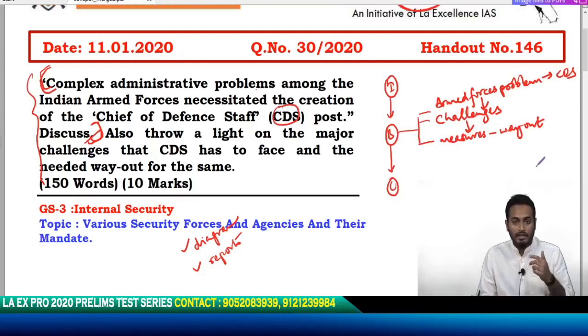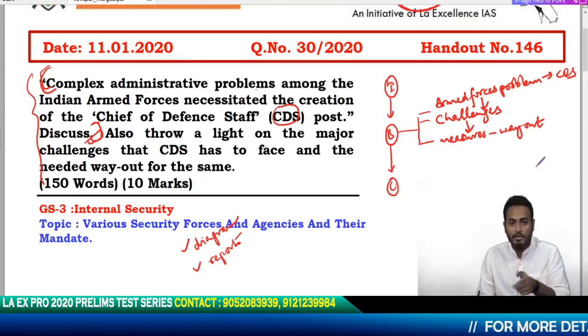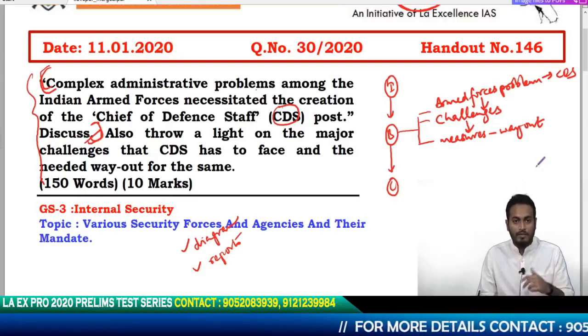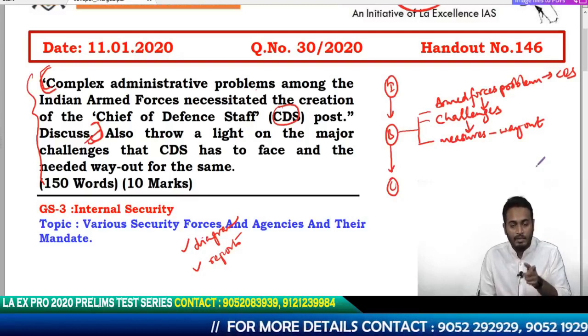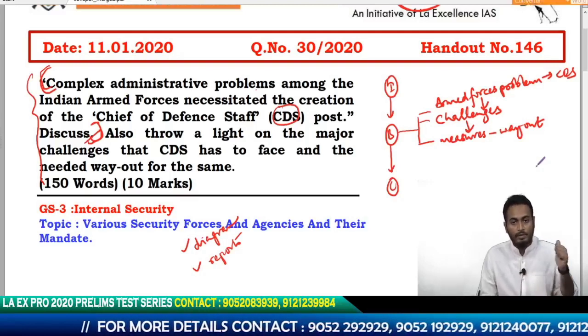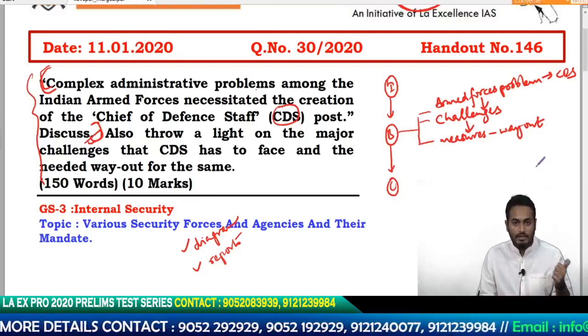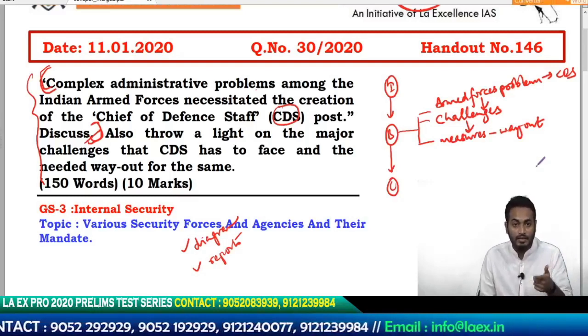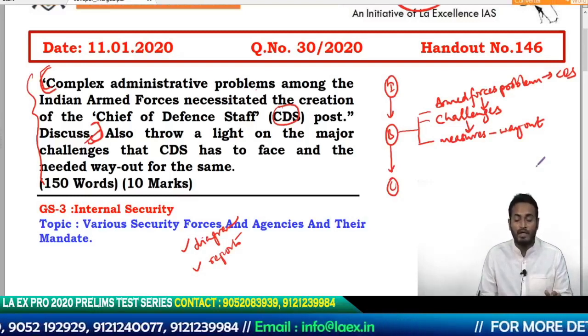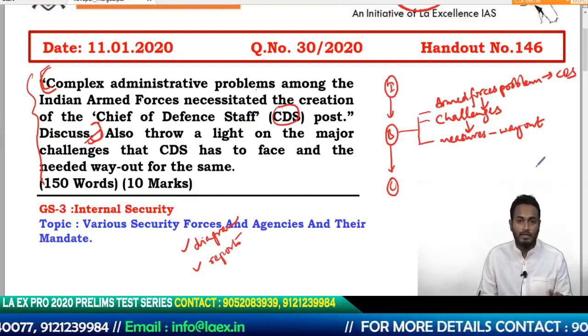Also, after he demits the office, he cannot take up any government employment. Also, after he demits the office, he cannot take up any employment under the private sector without the permission of the government. And even if he takes the permission of the government, he has to do it after 5 years after he demits the office. So there are several technicalities related to the CDS post.